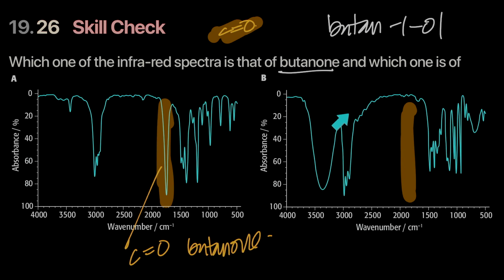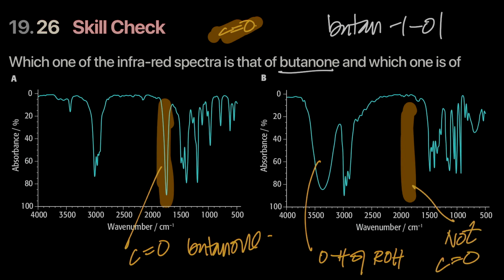B must be the alcohol. By the way, both of them have the CH. This is a CH bond right here, so that's common to both of them. But in B, this is the OH of normal alcohols, not acids, because for an acid it would be one broad peak. It's the OH of alcohols. And what it doesn't have is a C double bond O. So that proves that it is not a ketone, but is definitely an alcohol.